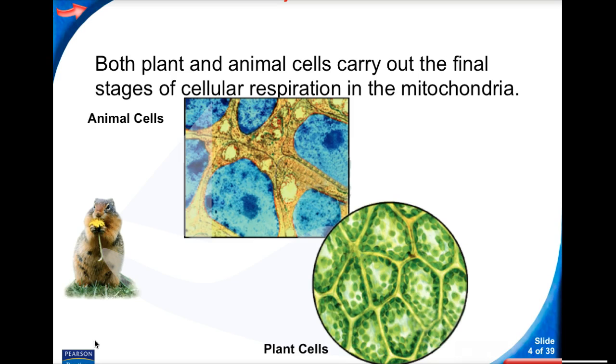Both plants and animals carry out the final stages of cell respiration in an organelle called the mitochondria. And we looked at the mitochondria before. This is different from photosynthesis. Photosynthesis takes place in the chloroplast. And of course, you know that photosynthesis only occurs in plants that are green. Well, plants that are green also carry out cellular respiration. So this occurs in both plants and animals and other organisms as well.